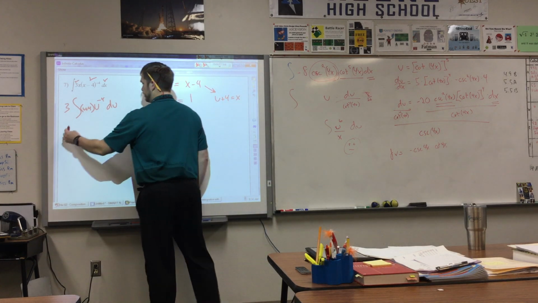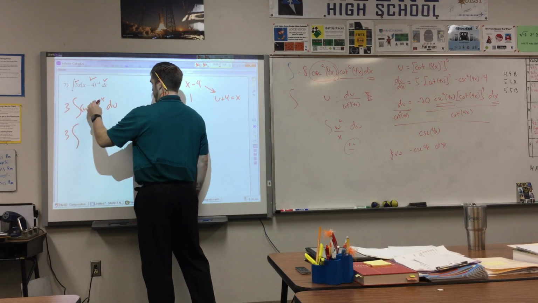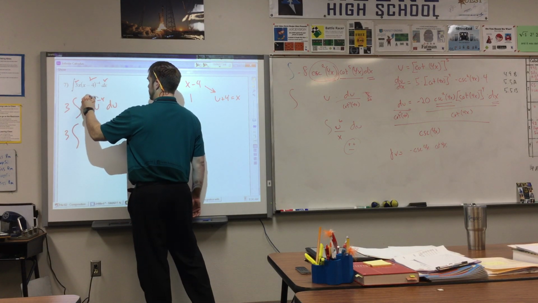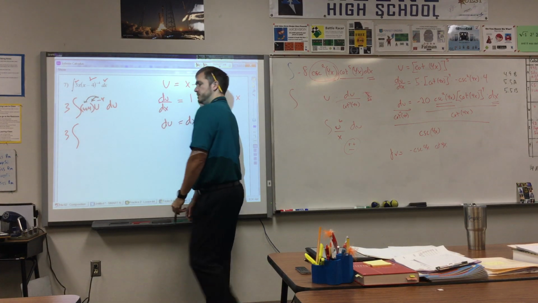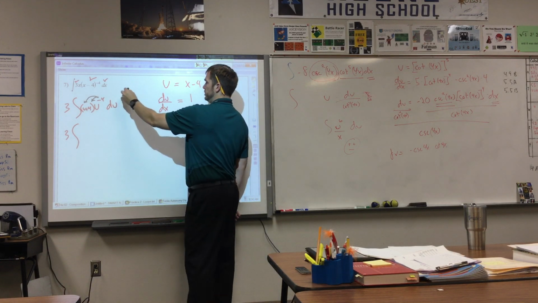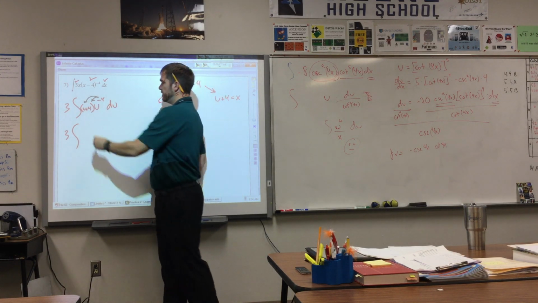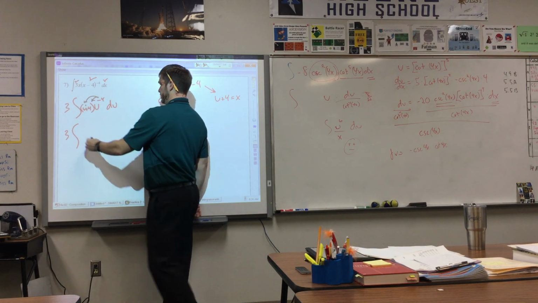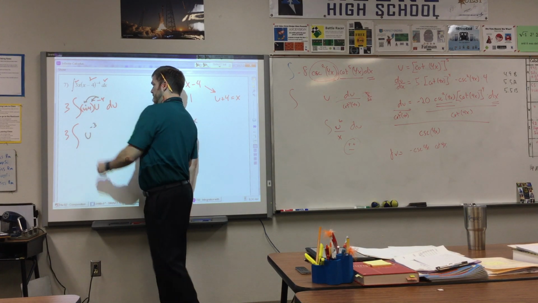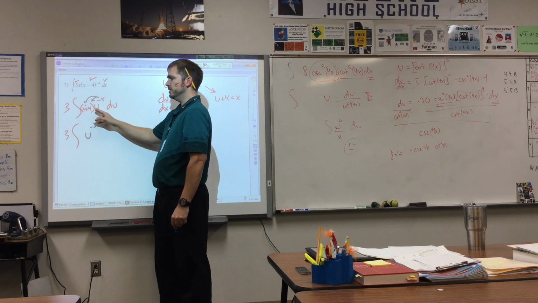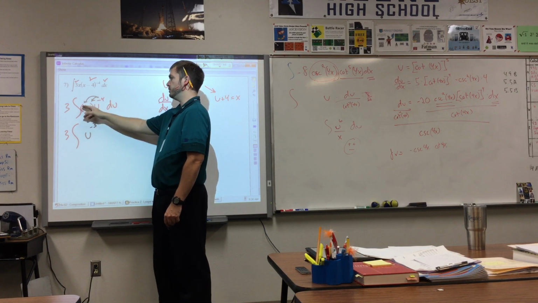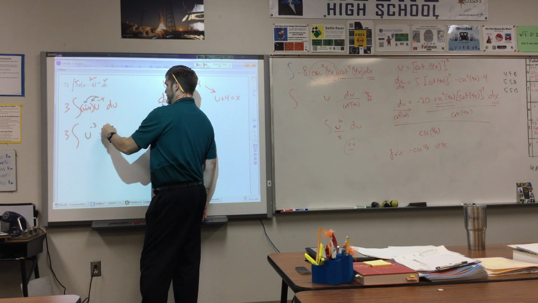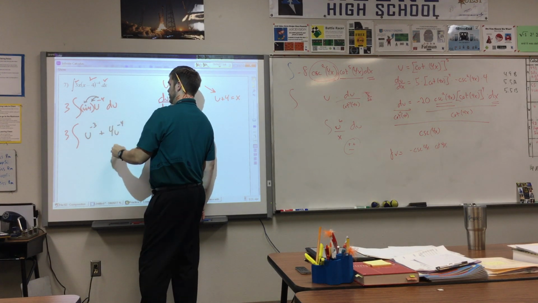Nice little dividing term there. Now what we'll do is go ahead and distribute this u to the minus 4 times each of those. What is u to the minus 4 times u to the first? U to the minus 3. Remember, when you multiply same bases, you add the exponents. Negative 4 plus 1 is negative 3. Plus, this is just a multiplier, 4 u to the negative 4.